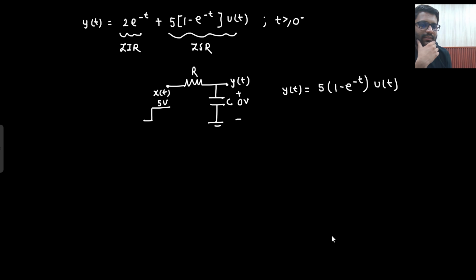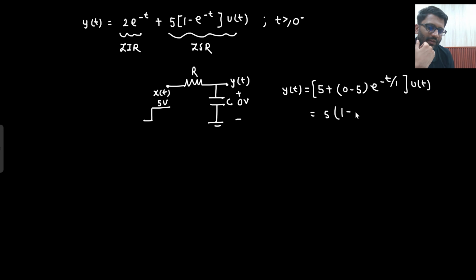Yes, zero input response. If initially there was no voltage, what I would have done: the voltage at the steady state will be 5, plus the voltage initially 0 minus 5, e to the power minus t by tau. Tau value is 1 and then I can add u(t) here. So 5(1 minus e to the power minus t) u(t).